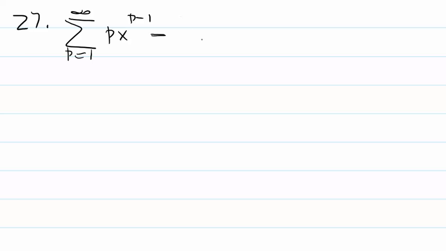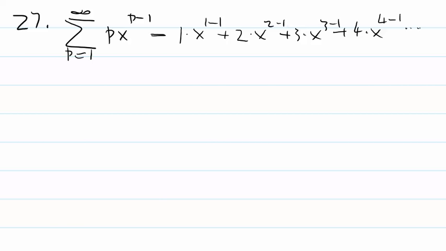So when p equals 1, the first term will be 1 times x to the 1 minus 1, plus the second term will be 2 times x to the 2 minus 1, and it will be 3 times x to the 3 minus 1, plus 4 times x to the 4 minus 1, and the terms go on like this. And then let's simplify the whole thing. So x to the 1 minus 1 will be x to the 0, which equals 1. So 1 times 1 equals 1, plus 2x plus 3x squared plus 4x cubed, and it goes on.